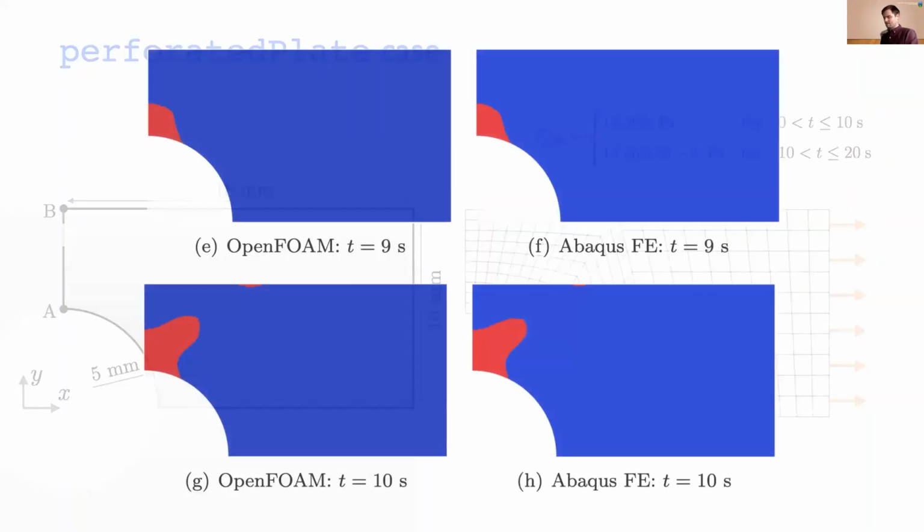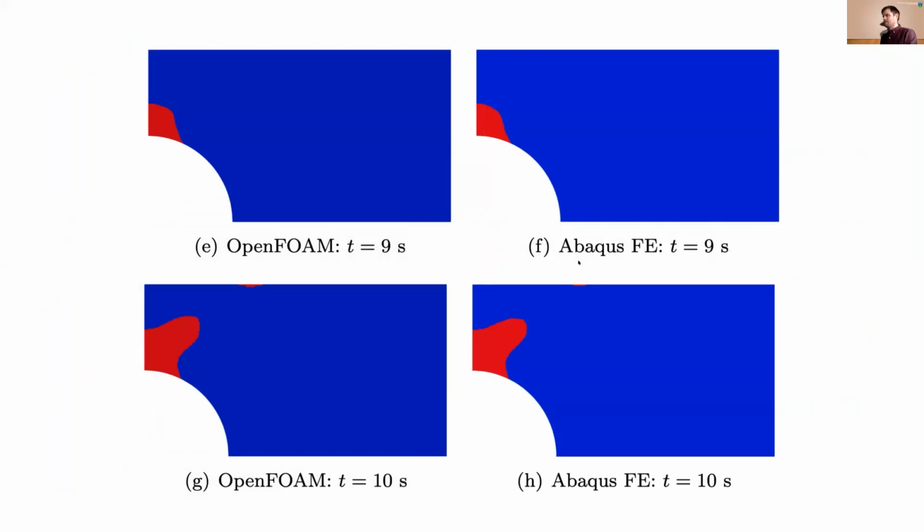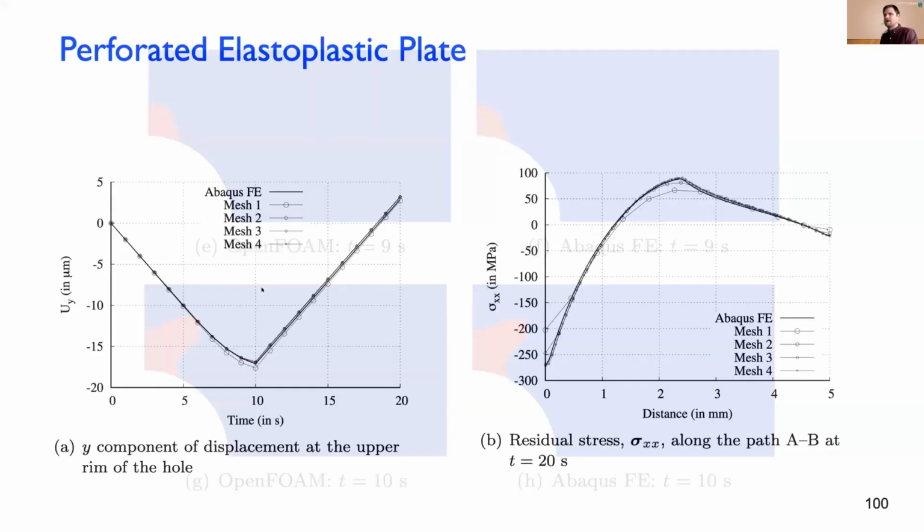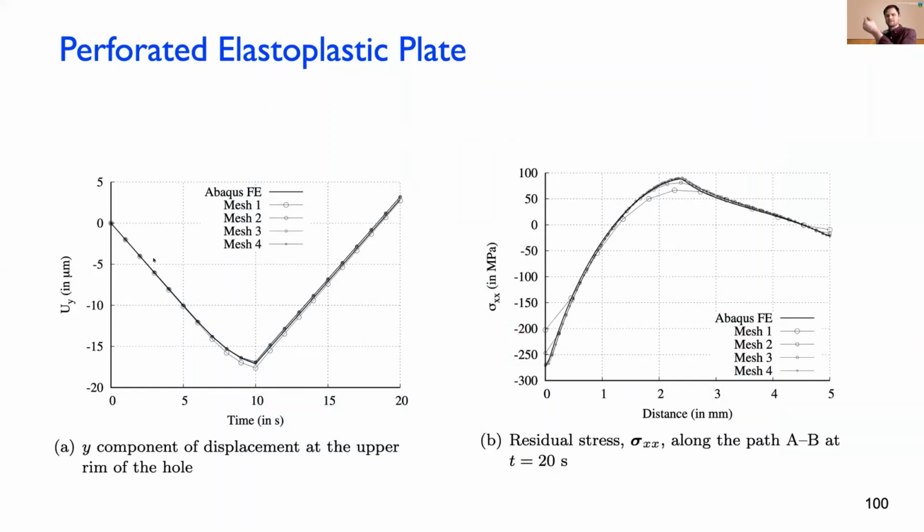And for reference, I often use a number of other software. So Abaqus is a commercial finite element software that's been around for 30 or more years. So I've run this case in Abaqus finite element, just to check we get the same answer, everything's fine. And I've compared, for example, the displacement of the top point on the hole for different meshes versus finite element, and the same for the final residual stresses, and everything makes sense.